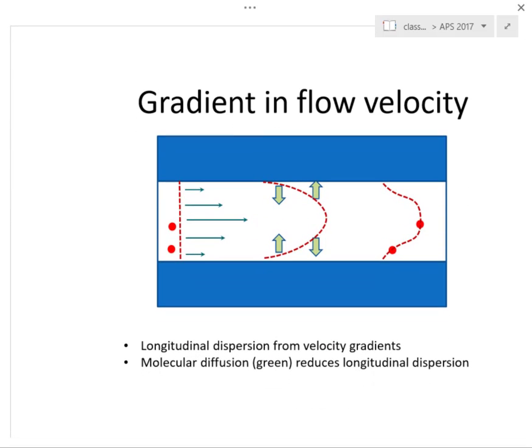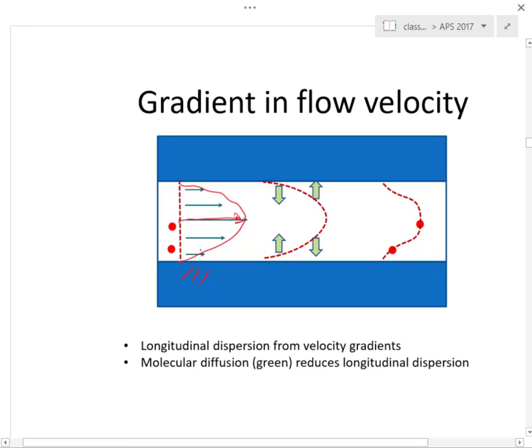So here's an example of a gradient in flow velocity. So this is a conduit, imagine this is a tube or a slot, and this is the wall right here. So the velocity profile, let's just say it's laminar flow, is going to look like that. Largest velocity will be in the center, and the velocity will go to 0 at the walls.